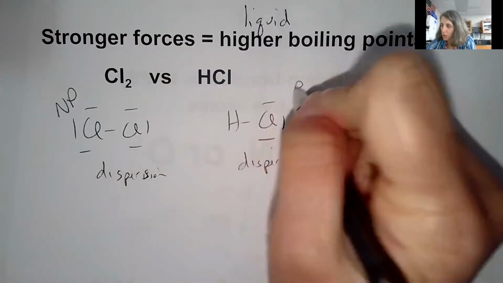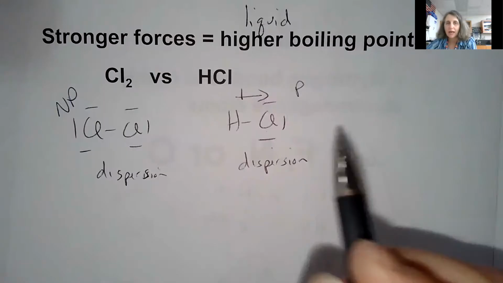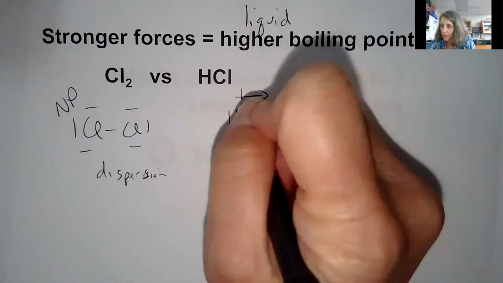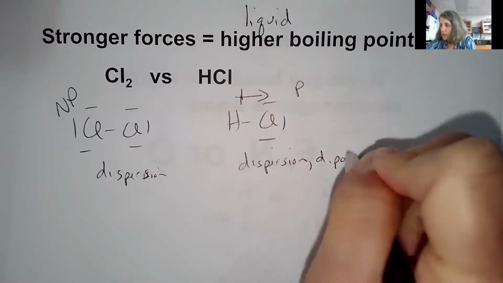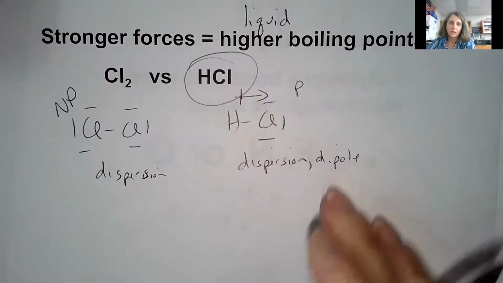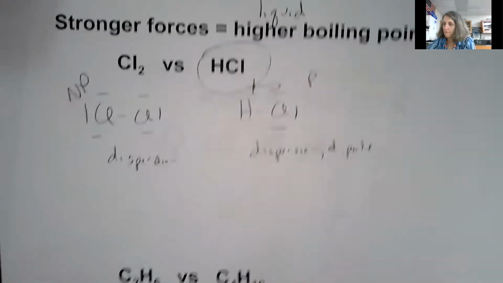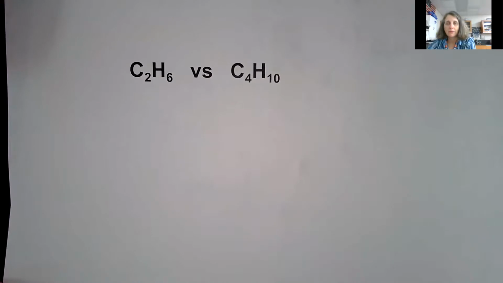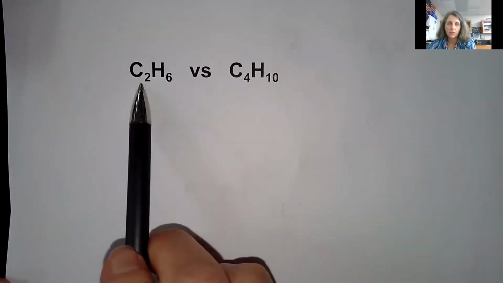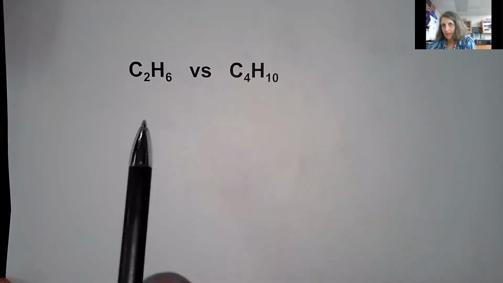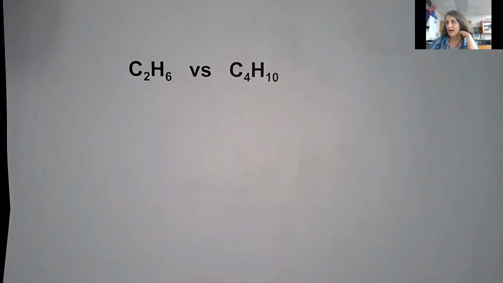HCl is going to be polar because the chlorine has a higher electronegativity than the hydrogen. So because I could draw a dipole arrow, it has dipole forces. And if it has dipole forces, it's going to have a higher boiling point. All right, so why don't you stop the video here and see if you could draw C2H6 and then C4H10 and see which one you think is going to be the higher boiling point. So pause the video and see if you could figure it out.